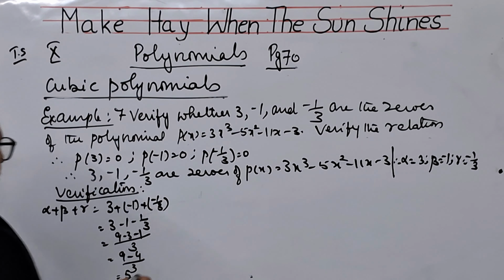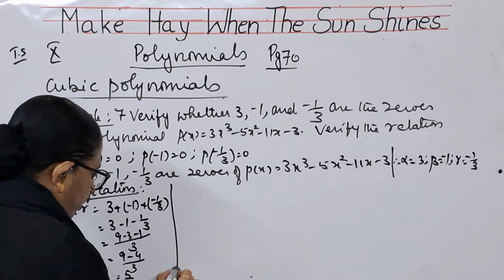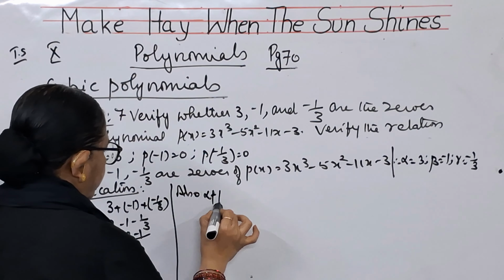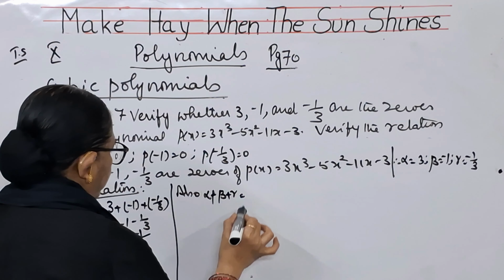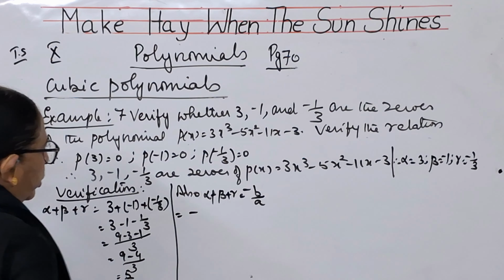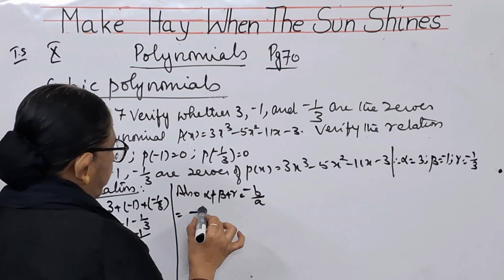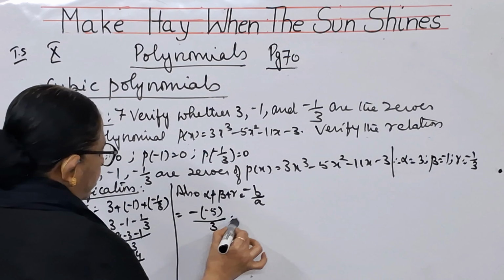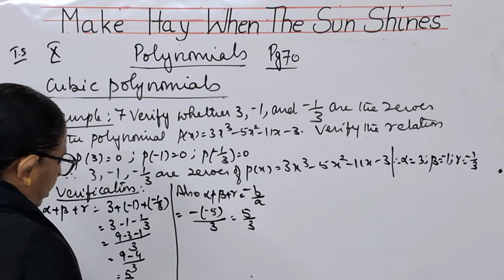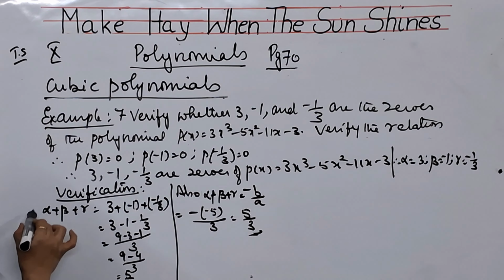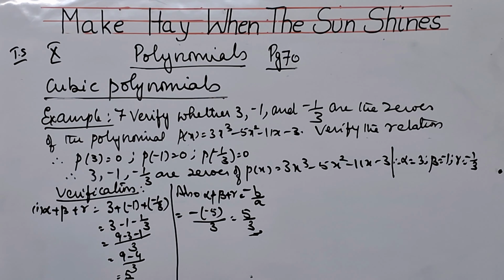Okay. Now we go for the formula. Also, alpha plus beta plus gamma is equal to -b/a. What is b, children? b is -5 by a is 3. That is 5/3. Have you not got it, children? Both of them are the same. This is verification of the first formula. I hope you have understood.